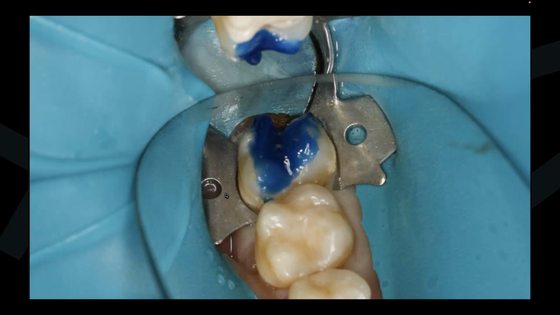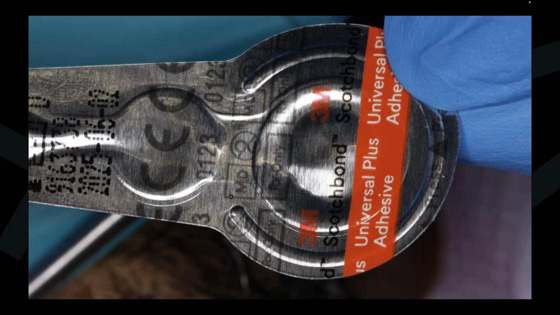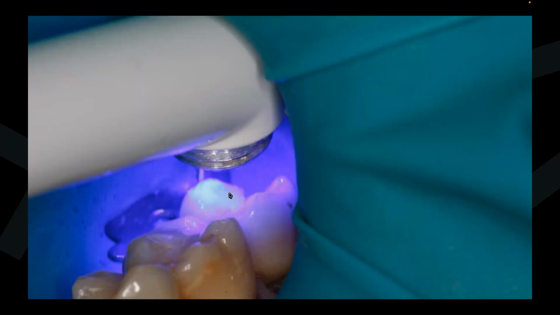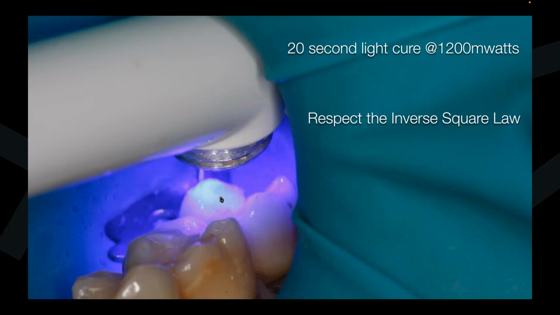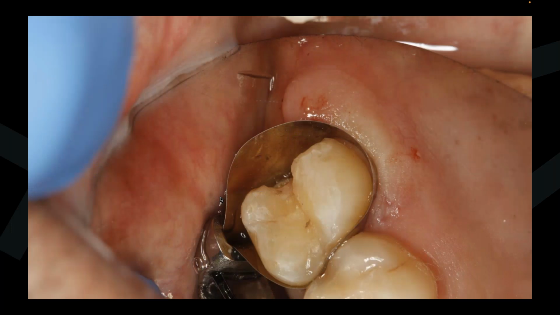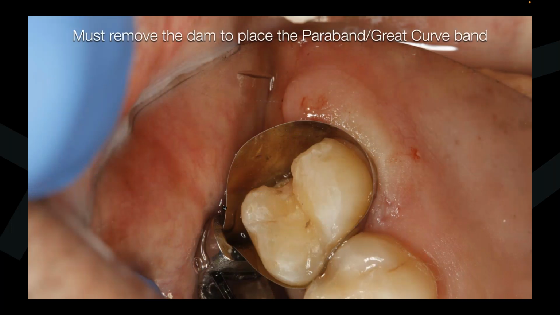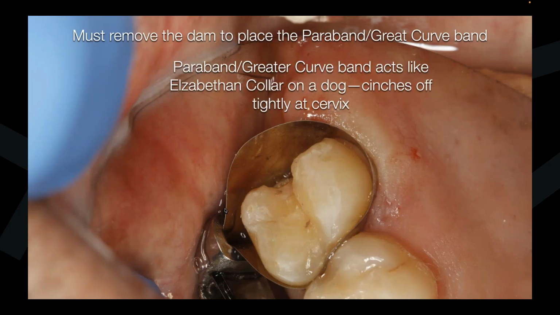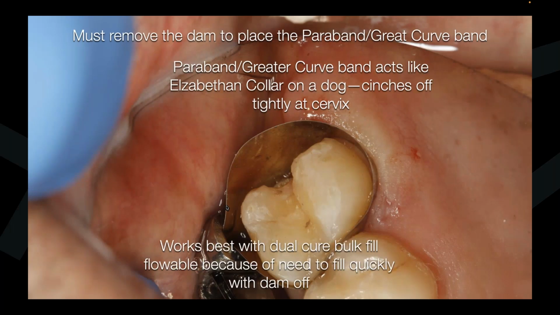So now what we do with rubber dam in place is we do our etching and bonding. This is going to be total etch. We're going to use 3M. And what we're going to do is light cure it, because when we take it, we have to take that dam off to fill it. So here we are, this is the greater curve band in place, the paraband, whatever you want to call it. Remember now, it is cinching down at the cervix, like the Elizabethan collar on a dog.